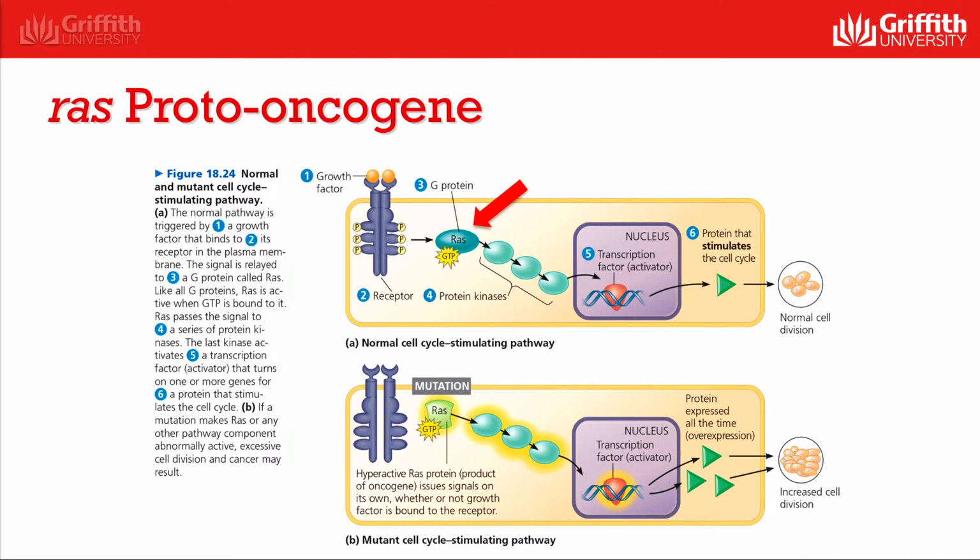This normal pathway of cell cycle stimulation through RAS will not operate unless triggered by an appropriate growth factor. However, mutations in the RAS gene can lead to the production of a hyperactive RAS protein that stimulates a protein kinase cascade, even in the absence of growth factors, resulting in increased cell division and potentially cancer.